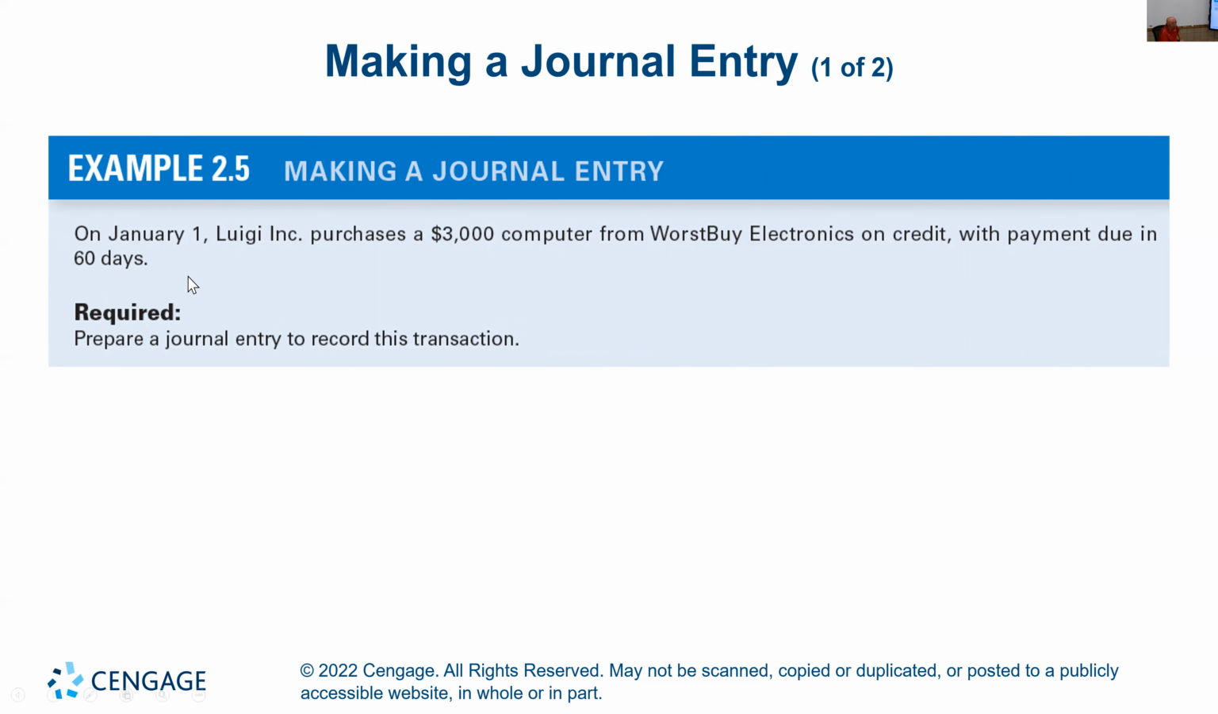Okay. So on January 1st, Luigi purchases a $3,000 computer from Worst Buy Electronics on credit, with payment due in 60 days. The first thing we need to figure out, we need to analyze the transaction. What is going on here? So we purchased a computer. So we are receiving equipment. Okay. Equipment is an asset.